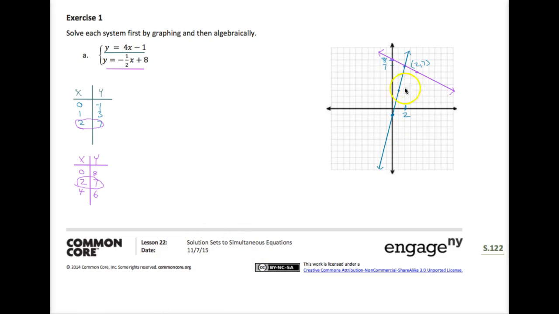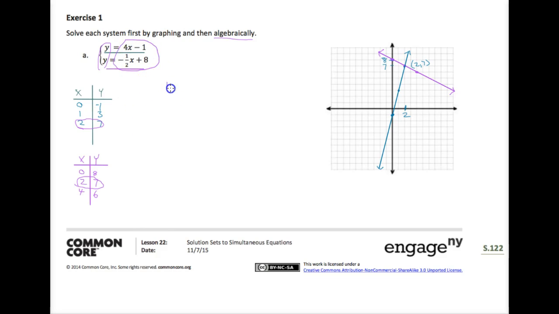Now that our lines are graphed, it's pretty clear to see just exactly what we predicted: the 2, 7 that showed up on the chart twice is also the place where our lines intersect. So now all we have left is solving algebraically. Well, this says y equals 4x minus 1 and y equals -1/2 x plus 8. These sides are equal, y equals y, so why not say that these two are equal to each other?